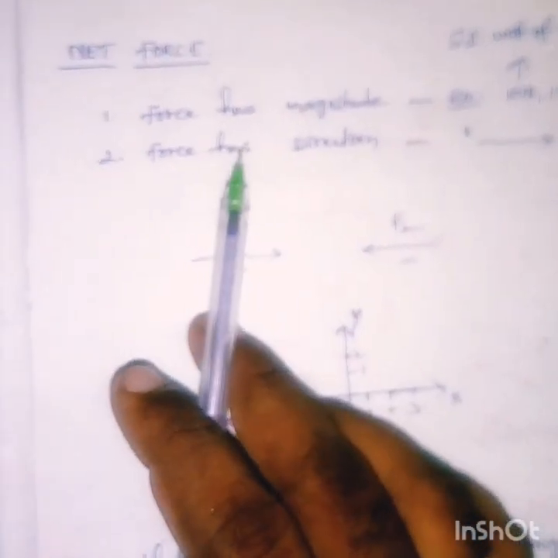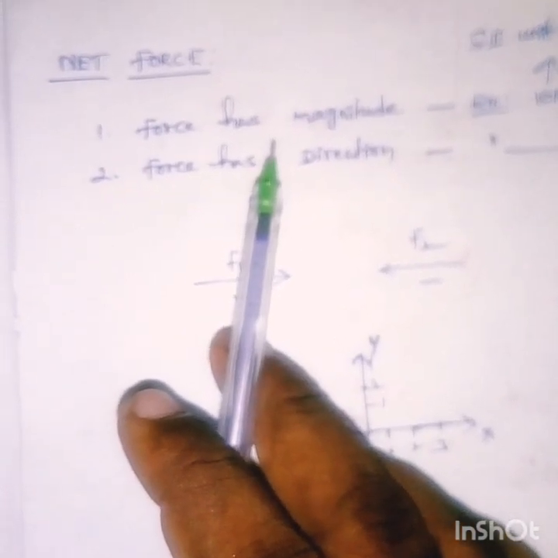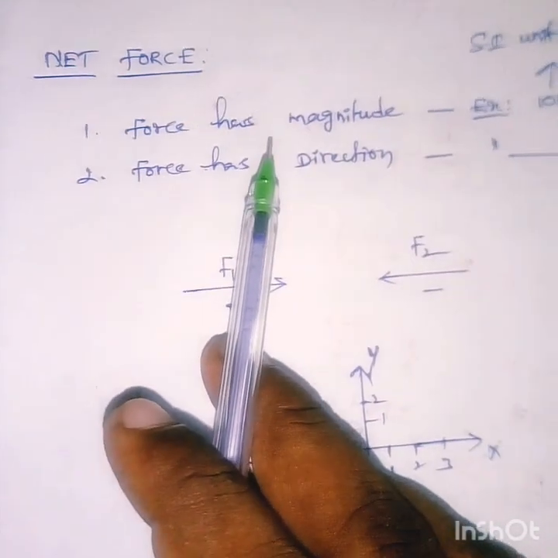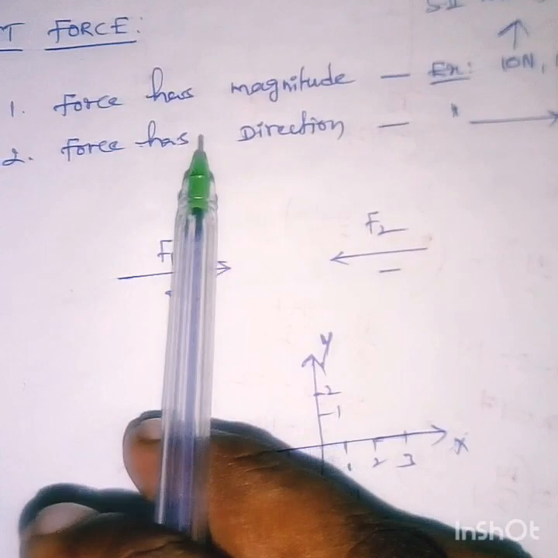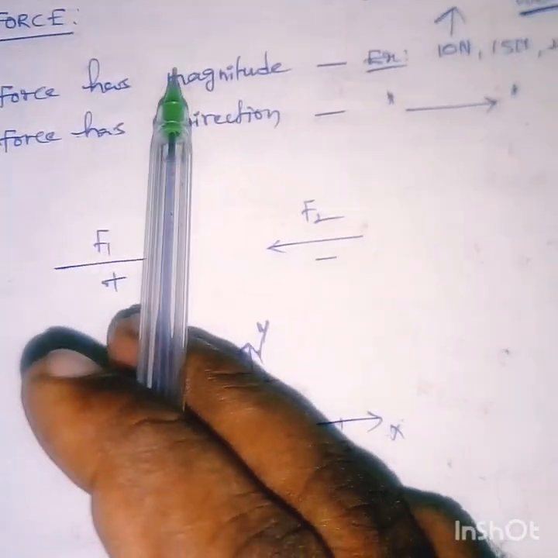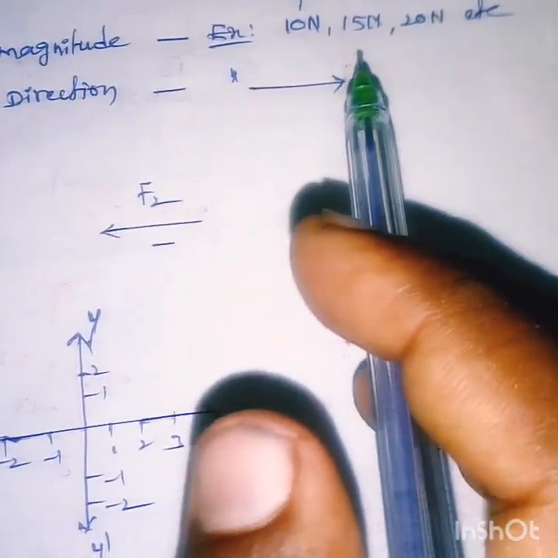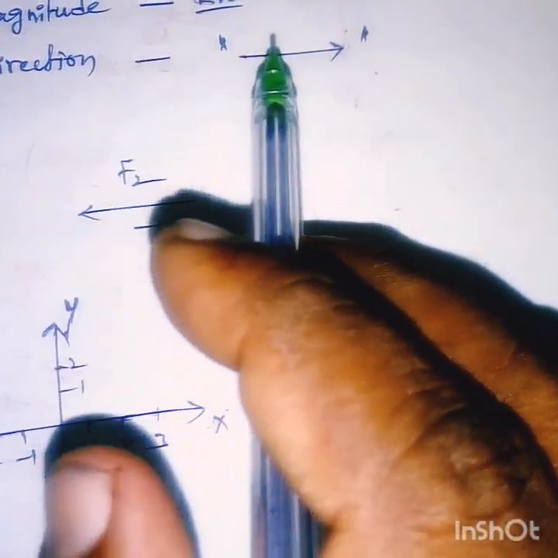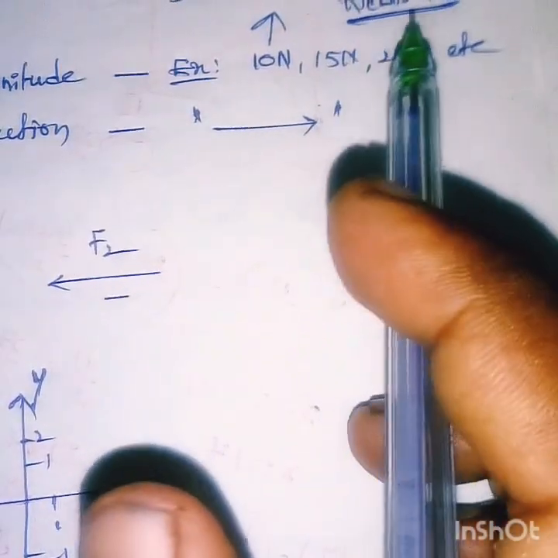Now let us study how to calculate the net force acting on a body. Dear students, you know that the strength of a force is usually represented by its magnitude. So force has magnitude, and we use the symbol newton to represent its magnitude, like 10 newtons, 15 newtons, 20 newtons, etc. The SI unit of force is the newton.